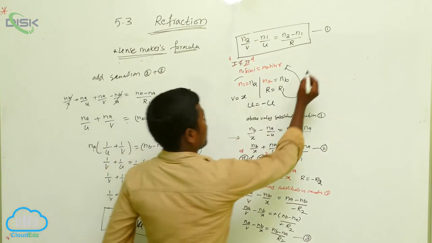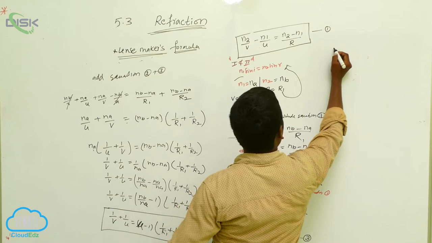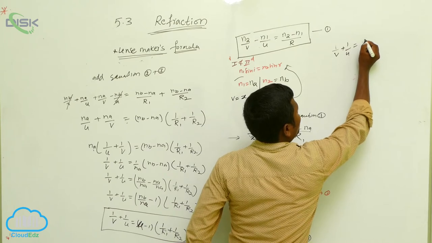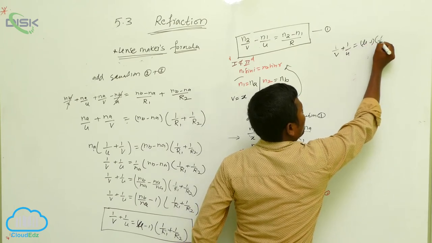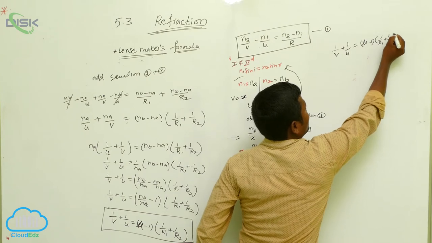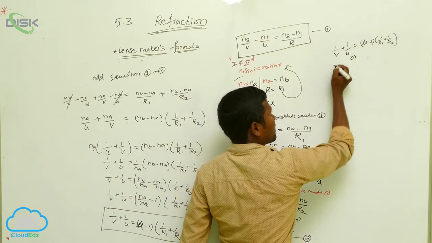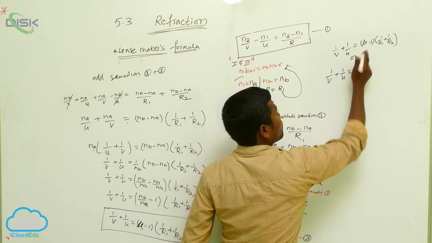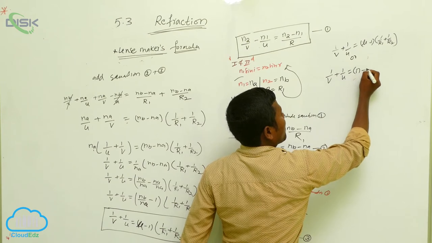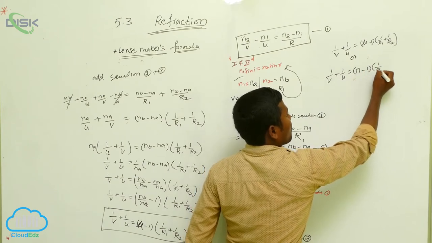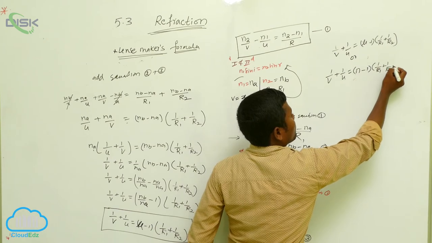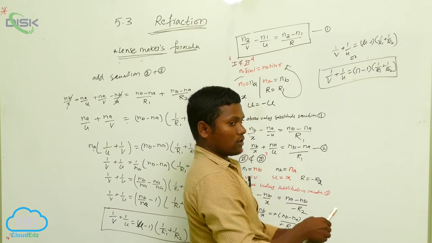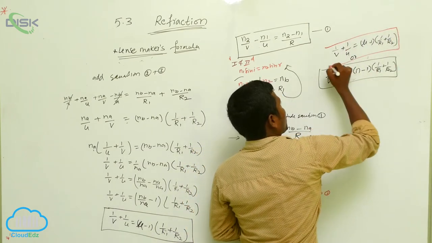Or else we can write the above equation like this also: 1 by V plus 1 by U is equal to mu minus 1 into 1 by R1 plus 1 by R2. Like this also we can write. In your textbook it is like this only, but we can write like this also, no problem. You may get confused due to that. You can write N minus 1 into 1 by R1 plus 1 by R2. Both are correct only. Either you can take this one or this one. Both are the same only.